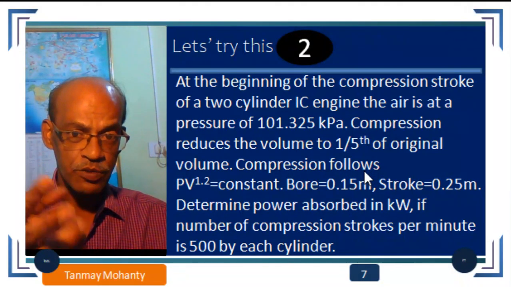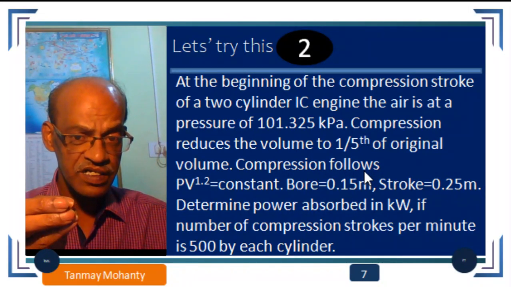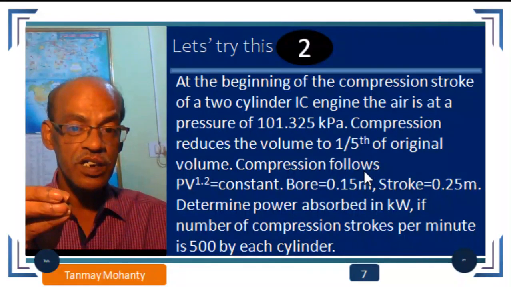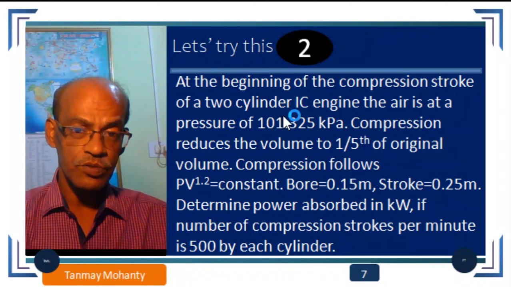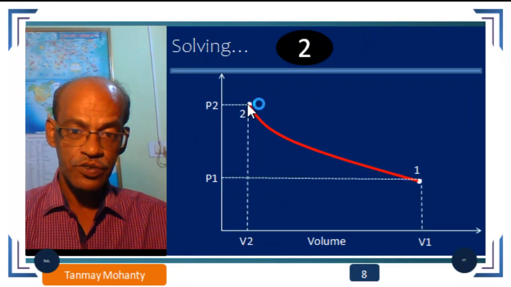If we multiply 2, we shall get it for a 2-cylinder IC engine. With this concept in mind, let us try to solve this numerical question. Okay, so this is my diagram.